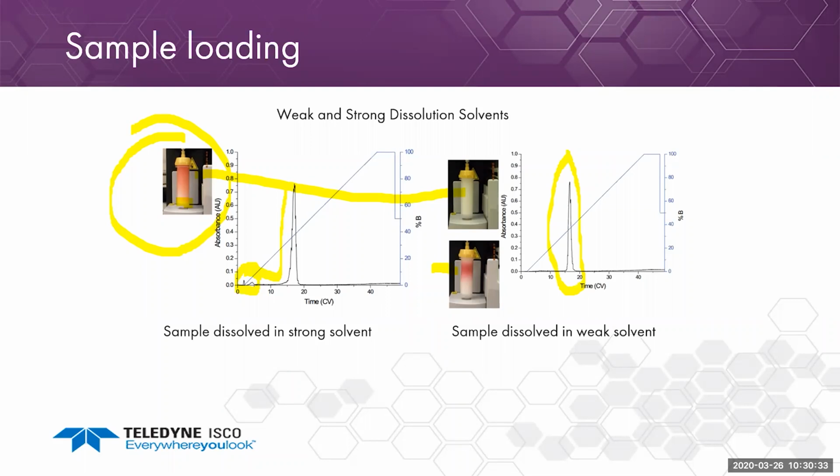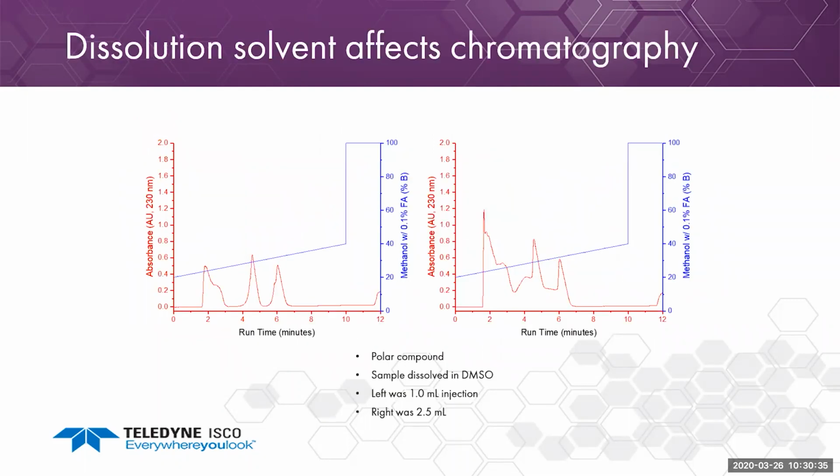Okay, so let's move on to DMSO, which is very common to dissolve many compounds. I have a polar compound over here, and I dissolved it in DMSO. And all runs here will use the same concentration of compound. So the left was a 1 mL injection, and I have nice baseline resolution. The peaks aren't exactly beautiful, but they will serve very well for prep chromatography.